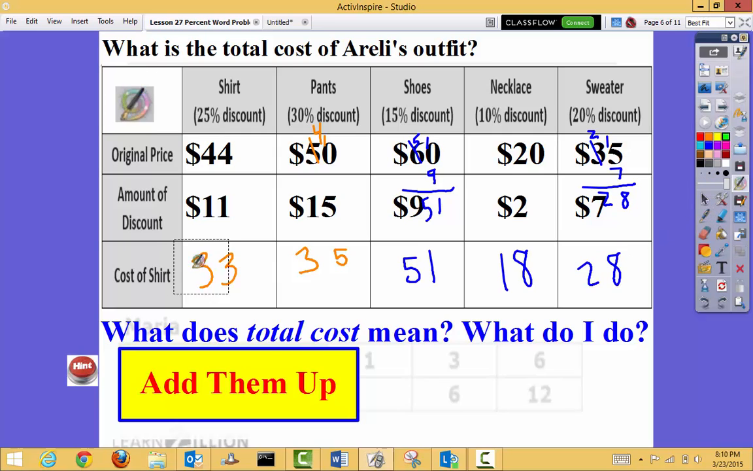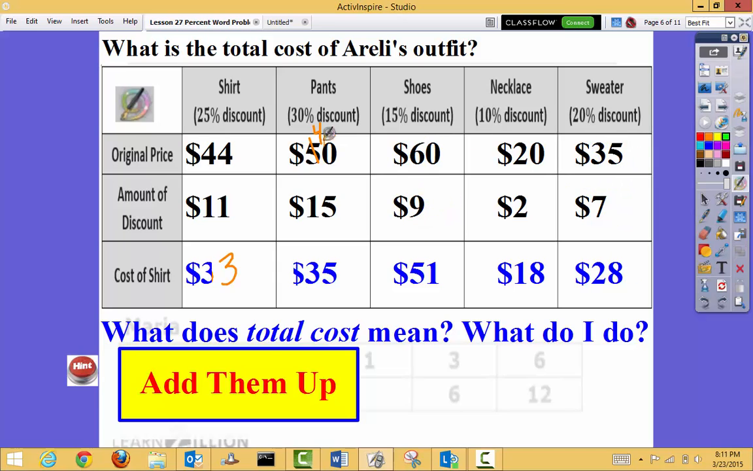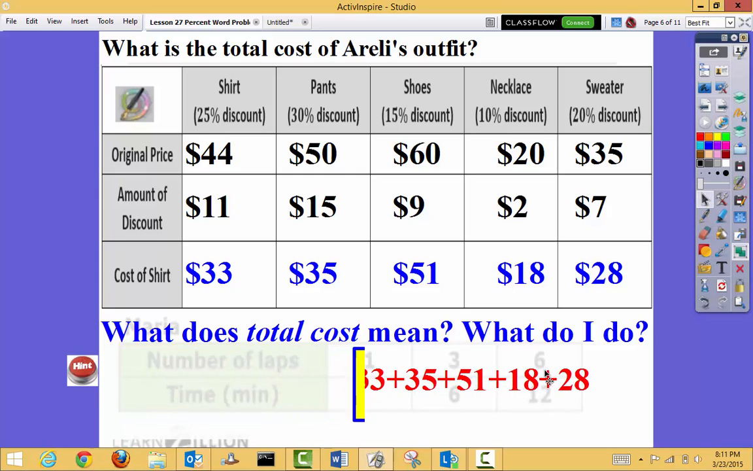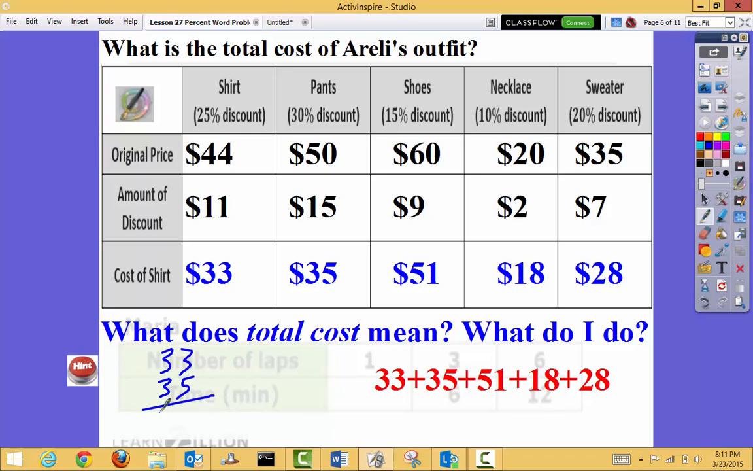Now total cost means what? Total cost means I'm adding them all up. I'm not just buying a shirt, I'm not just buying pants, I'm buying everything. So I need to add all of my numbers up. So I'm adding that 33, 35, 51, 18, and 28. So let's just check really quickly. 33 and 35 is 68. 68, I'm just going to cross out so I know they're done, plus 51 is 119. Cross it out. 119 plus 18 is 137.